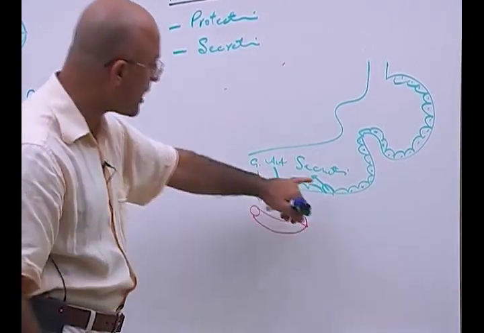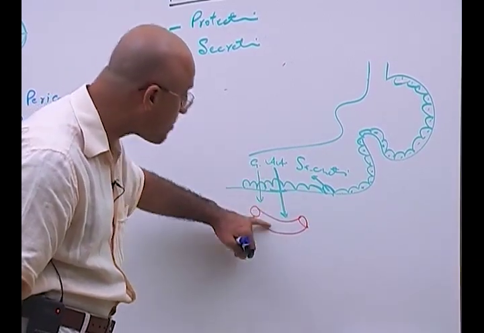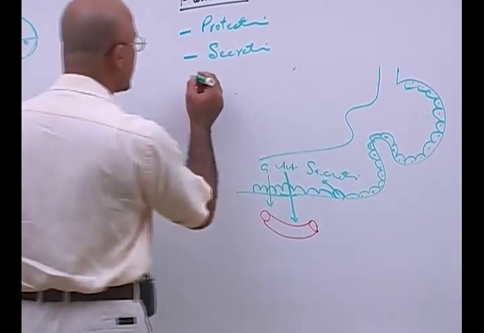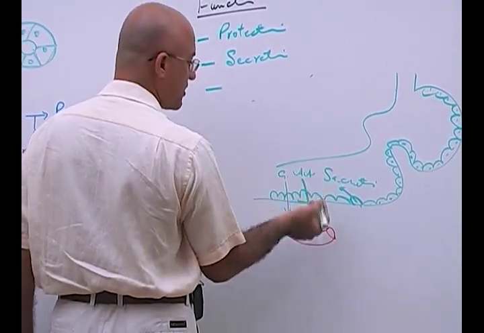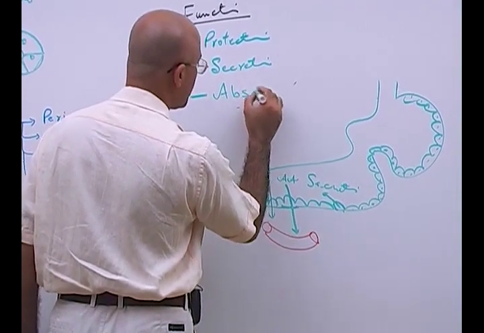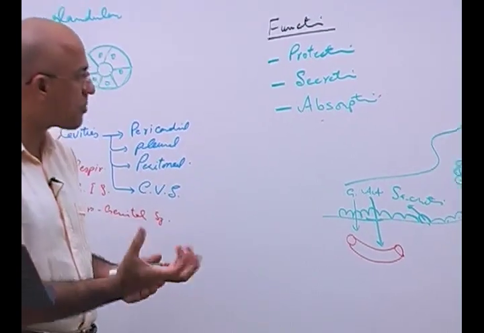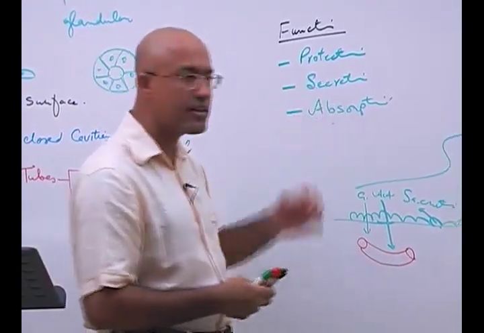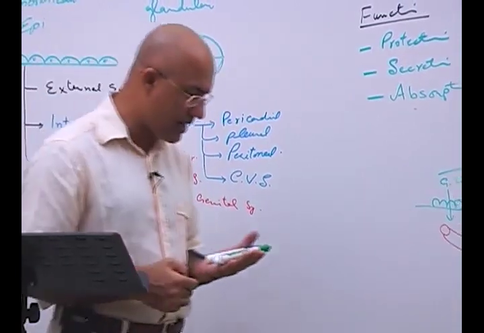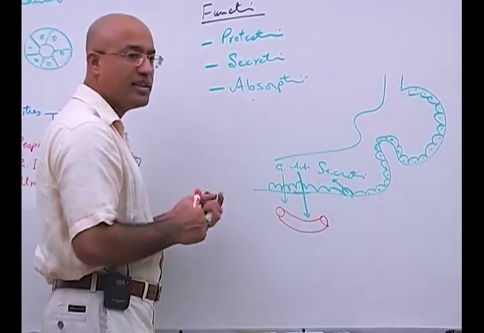So what is its function? Number one, it can secrete different types of secretions. Number two, it can also absorb material. So its functions are protective, its functions are secretions, its functions are, yes, what is this? Absorption. Epithelial cells can absorb substances, they can secrete substances, and they act as a protective layer on the external surface of the body or even within the body organs.